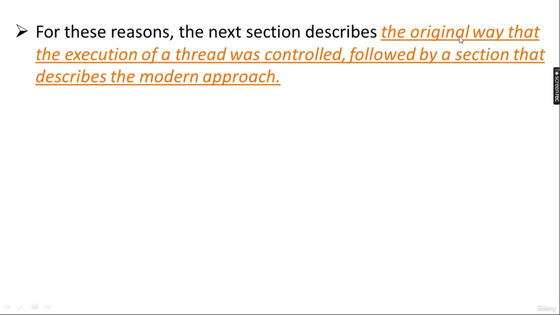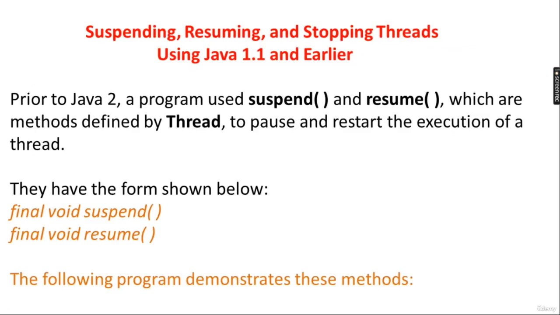Now we will see both the ways. The original way, in which the execution of a thread was controlled, followed by a section that describes the modern approach. Now we will see both the approaches. Suspending, resuming, and stopping threads using Java 1.1 and earlier.